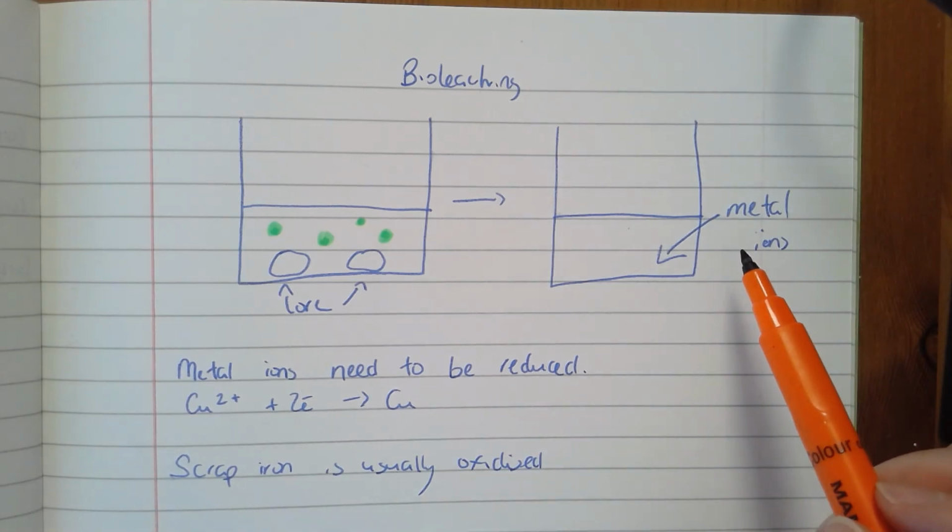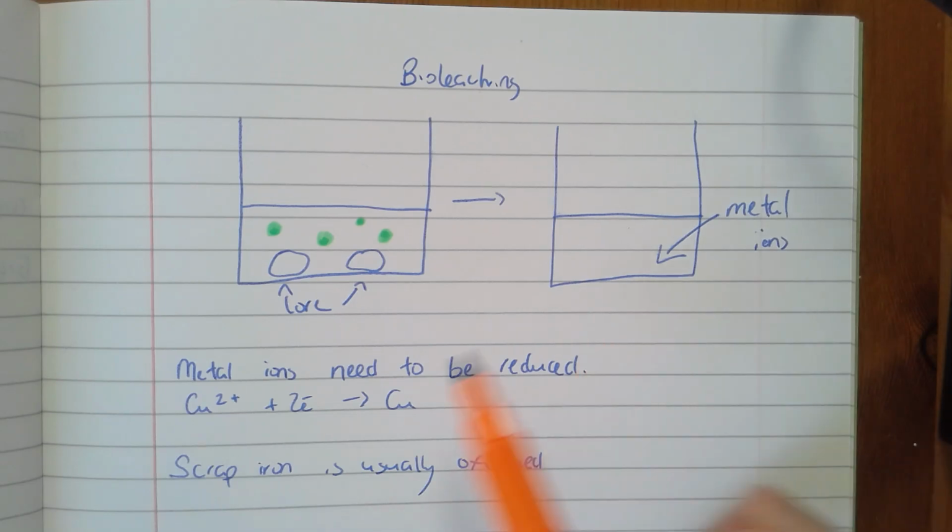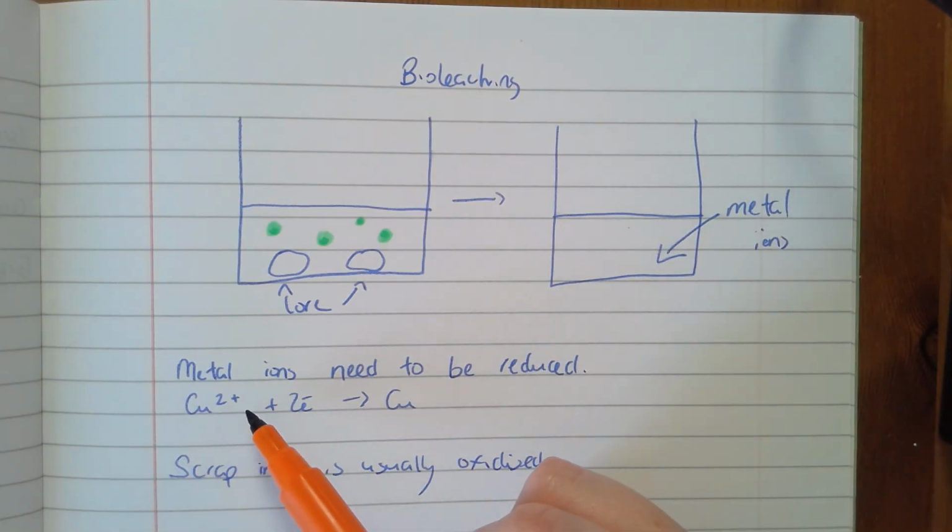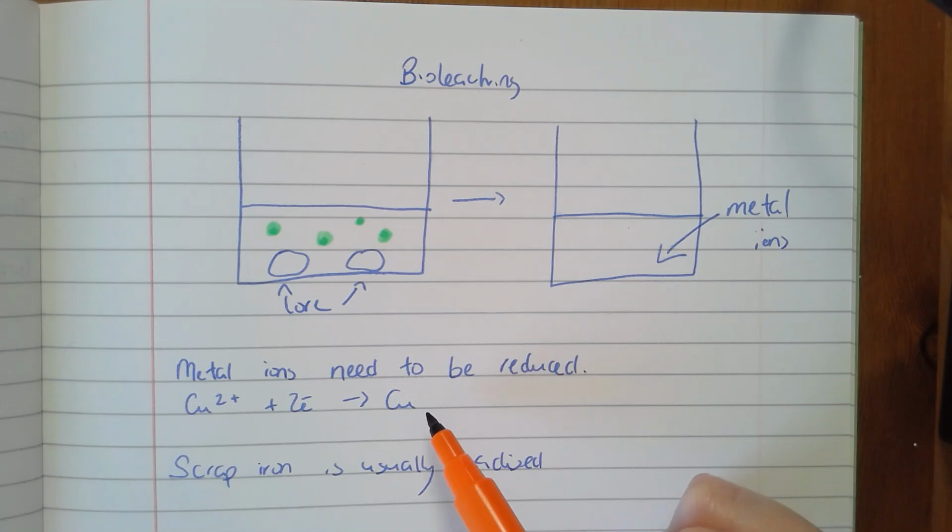Now, again, the end goal here is not metal ions, okay? So if you were to get Cu2+ ions, that's not good to you. You want copper. You want it as a metal. So you have to reduce those ions back to copper metal.